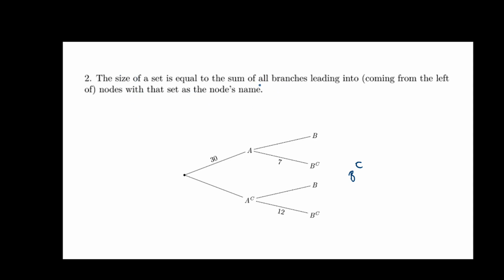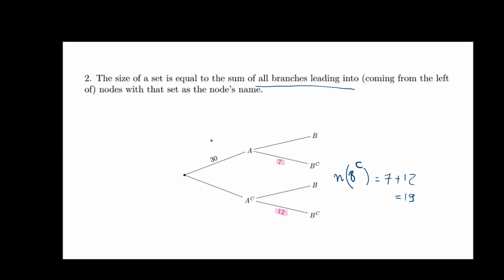You take all branches that come into B, let's say B complement. So what are the branches that are getting into B complement? This 7 here, right? This is this and this, okay? So what's the size of B complement? Well, the size of the set is equal to the sum of these branches. So if I want to know the size of B complement, I'm going to take 7 plus 12, meaning that I have 19.